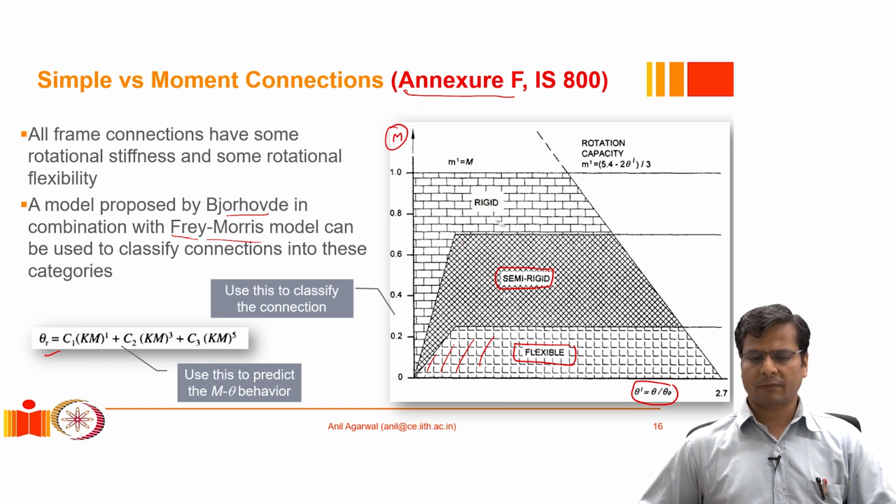Now, these are some of the involved methods to classify a connection as flexible, semi-rigid or rigid. However, in reality, it's not possible in a design office to do all that calculation.